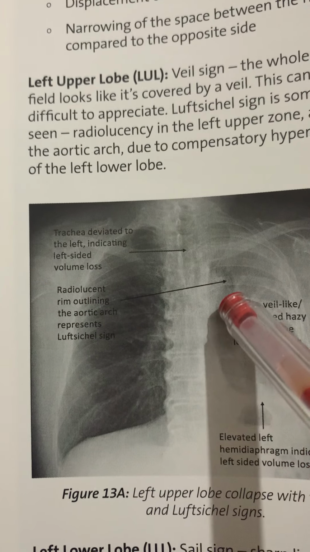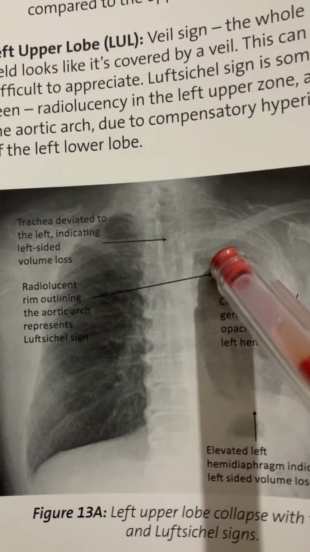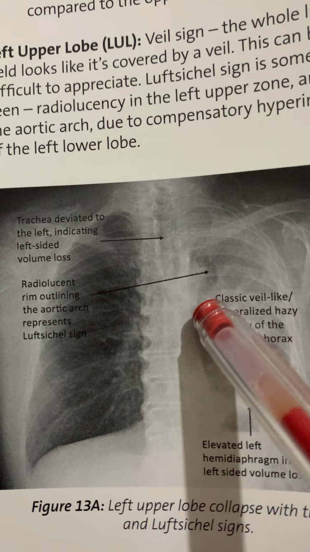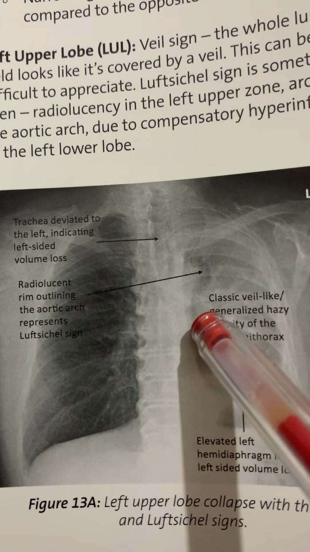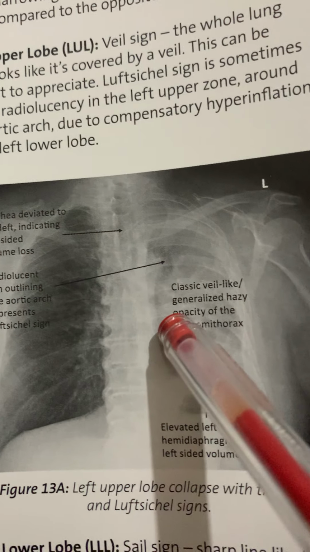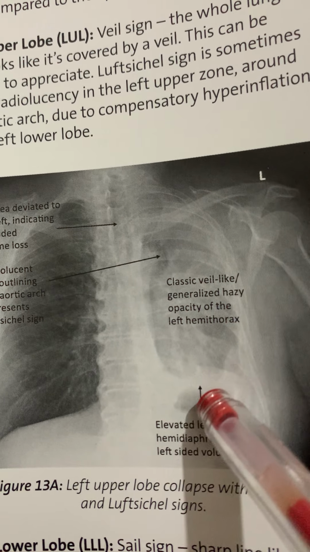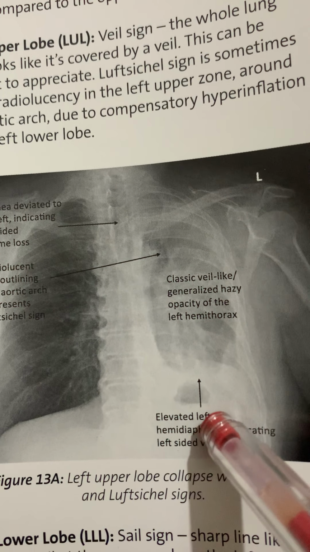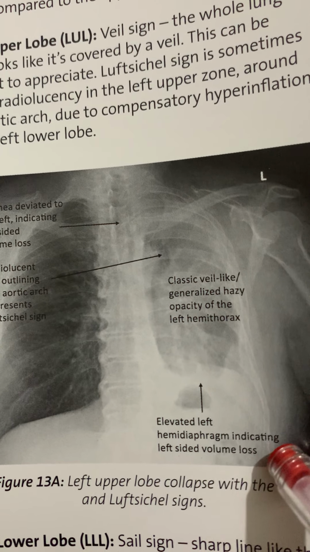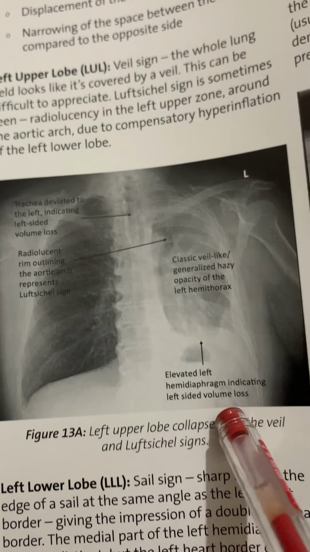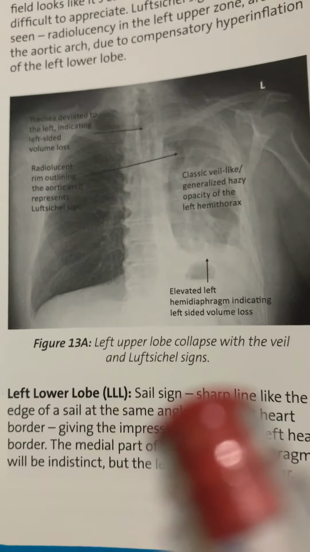In this case, the trachea is deviated to the left, indicating the left-sided volume loss. There is a radiolucent rim outlining the aortic arch, representing Luftsichel sign, and there is a classic veil-like generalized hazy opacity of the left hemithorax and elevated left hemidiaphragm, indicating the left-sided volume loss.